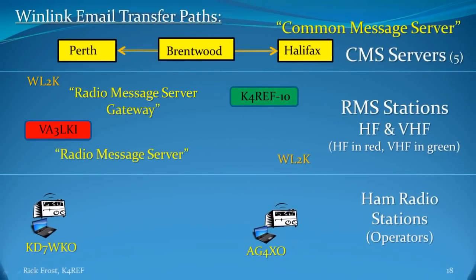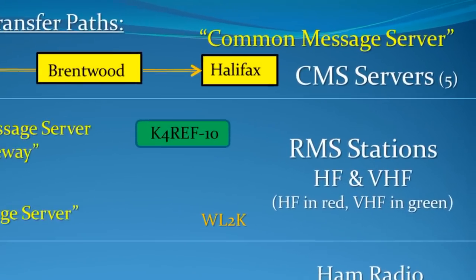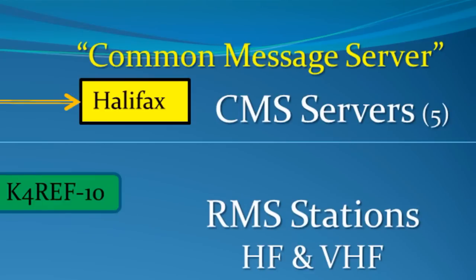Once the message reaches a CMS server, it is duplicated out to all five of the common message servers located all around the world. In normal operations, these servers are really the backbone of the Winlink system. As long as there is at least one of these servers operational, the system path can function.